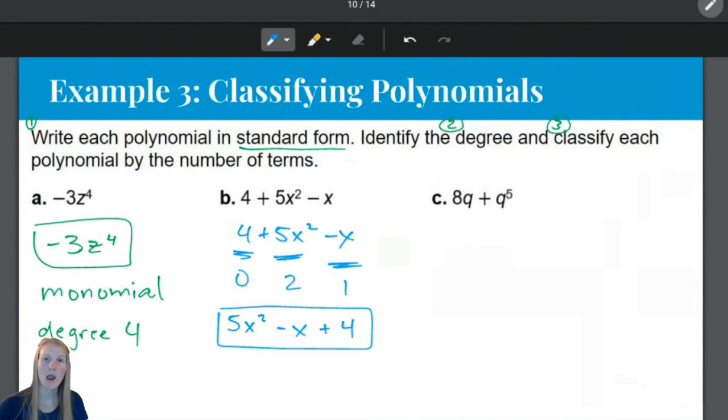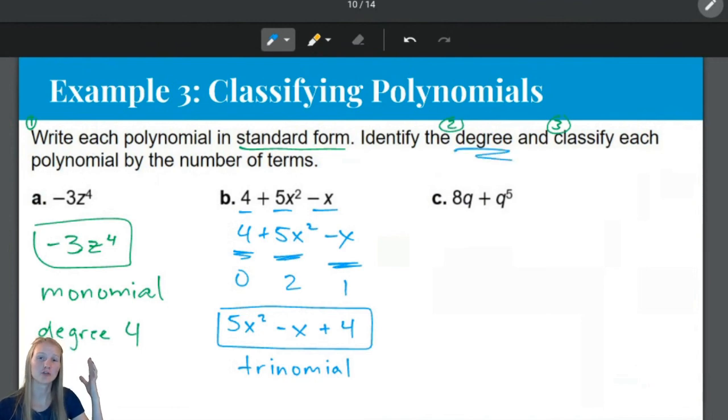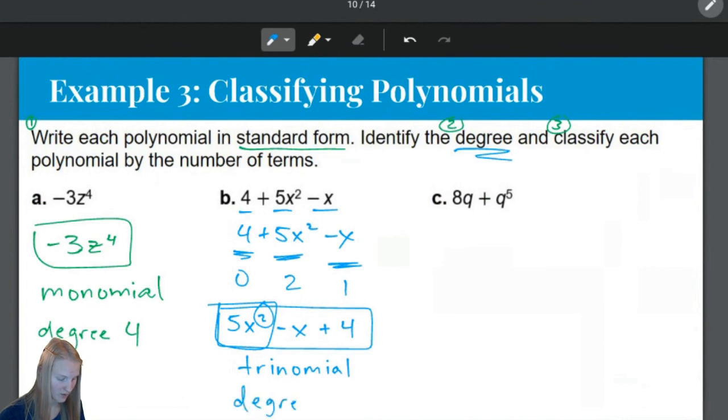Okay, and now how many terms does this have? This polynomial has 1, 2, 3 terms. So this makes it a trinomial. And we want to know its degree. So that's the biggest exponent in the first term. So the first term, the biggest exponent is 2. So this has degree 2.